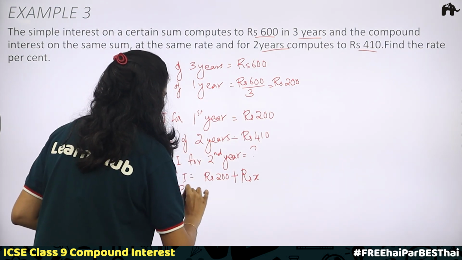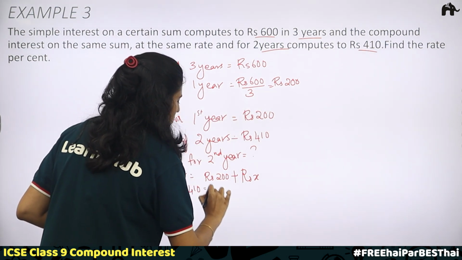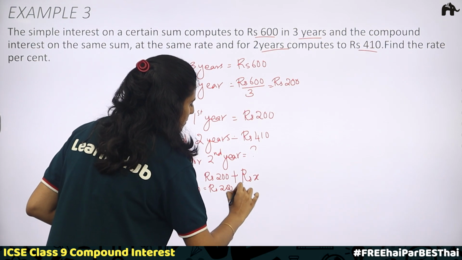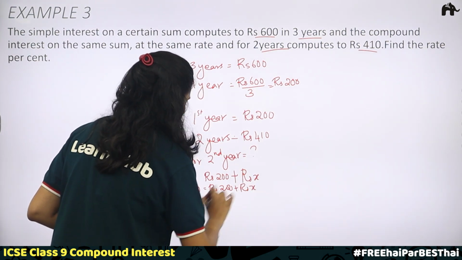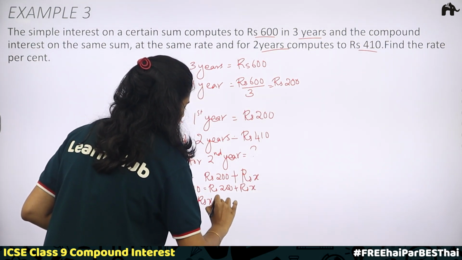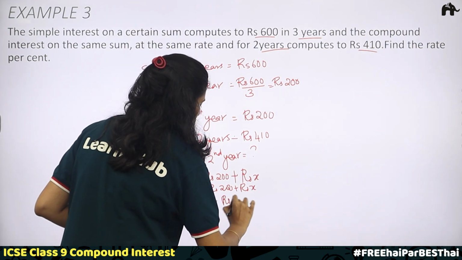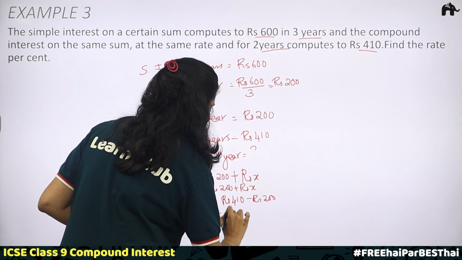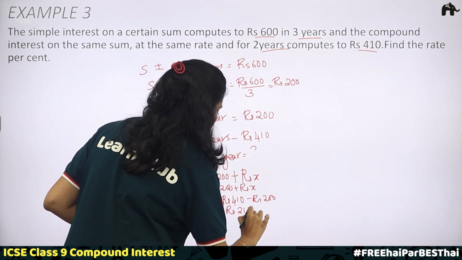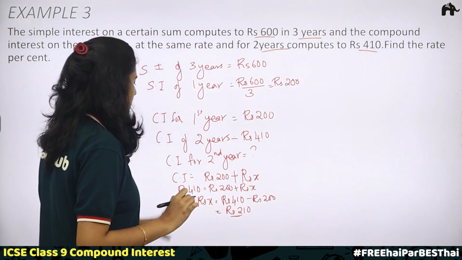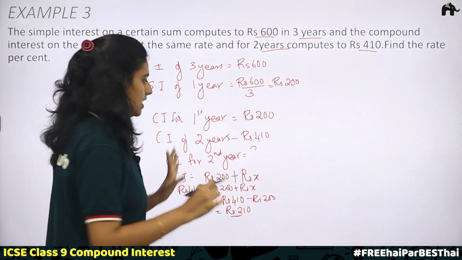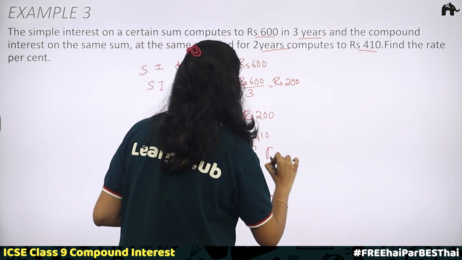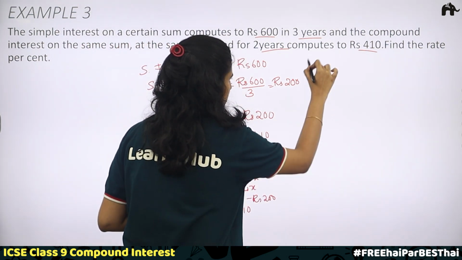So rupees 410 is equal to rupees 200 plus rupees X, which means rupees X is rupees 410 minus rupees 200, equal to rupees 210. So this 210 is the compound interest for the second year. Compound interest for the second year is rupees 210.